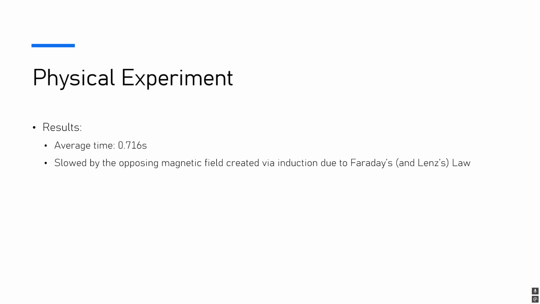So, physical experiment. When we did this, we dropped a neodymium bar magnet vertically through a roll of aluminum foil, and the whole point was to observe that as it fell through the aluminum foil, it created a magnetic field, but since it was moving, it created a change in flux. And due to Faraday's law and Lenz's law, this change in flux wants to be opposed by nature.